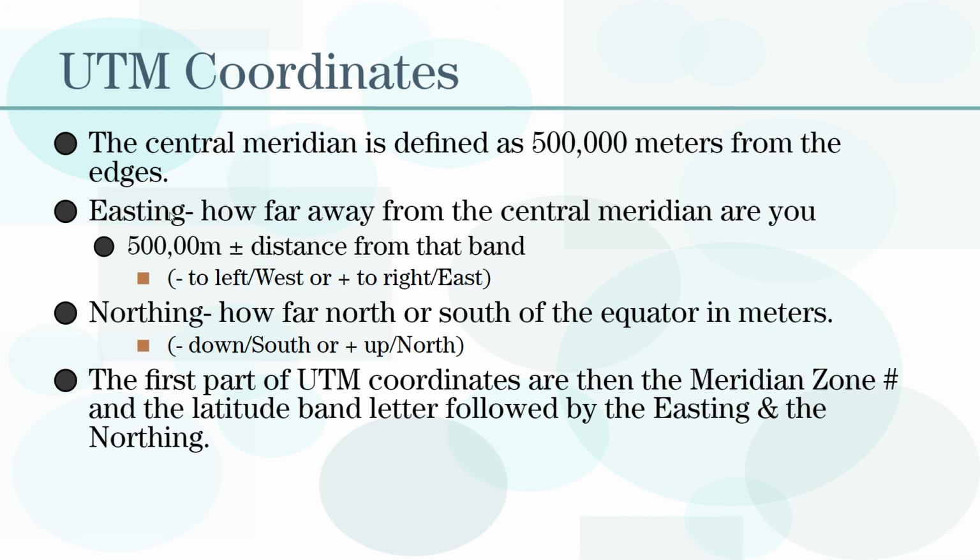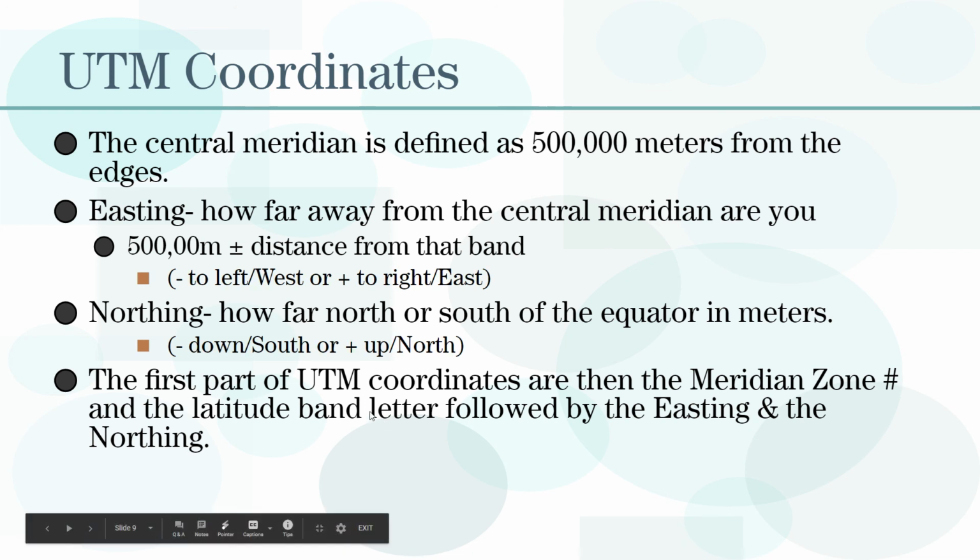And that is called your easting, how far east or west you are off of the central meridian, off of those 3 degrees marks. Northing, though, is not based off of your latitude bands. I wish it was. It is not. It is based on how far north or south of the equator you are, with south being negative and north being positive still. And so when you do a UTM coordinate, and we'll do an example here in just a moment, you start out with your meridian zone number and the latitude band letter, followed by your easting and your northing.